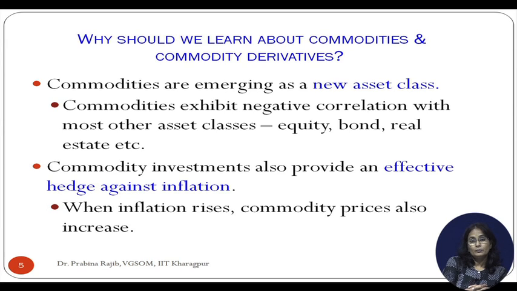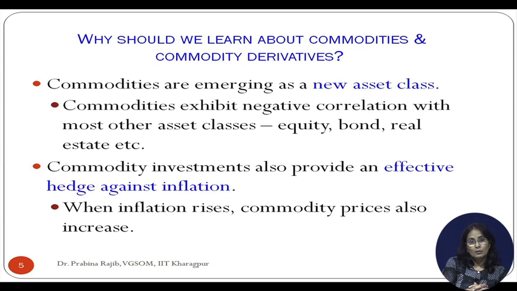So almost all these financial asset classes tend to have a negative correlation, and there are many research studies which corroborate this negative correlation. And commodity investment also provides an effective hedge against inflation. That is, whenever inflation rises, commodity prices also increase.